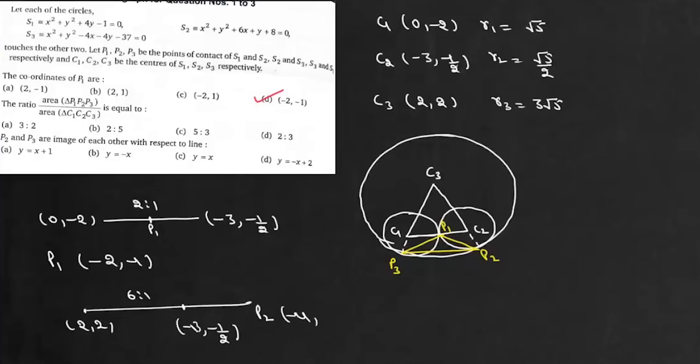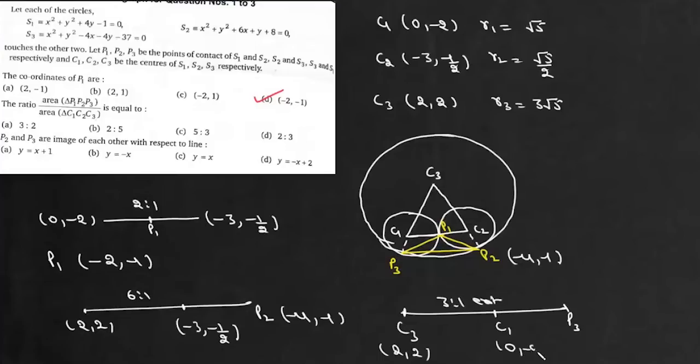And here it will be minus 3, minus 2, minus 5, minus 5 upon 5 is minus 1. So this point P2 is minus 4, minus 1. And we can also find this P3. Now P3 is going to divide C3, C1 in the ratio C3 upon C1, which is 3 is to 1 externally. Now this is 2, 2, and this is 0, minus 2.